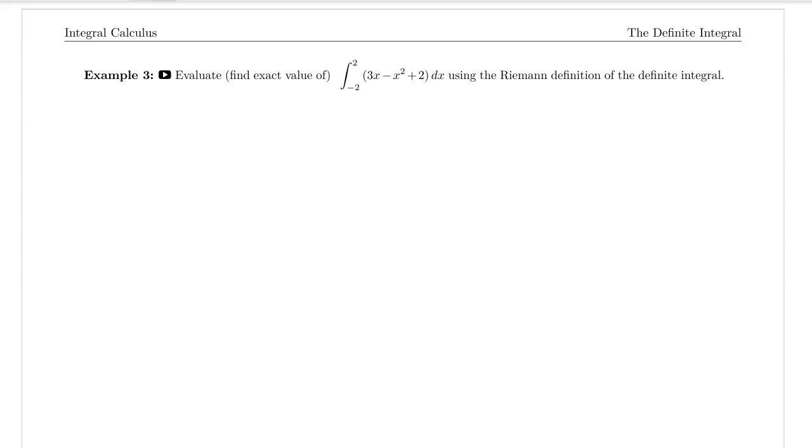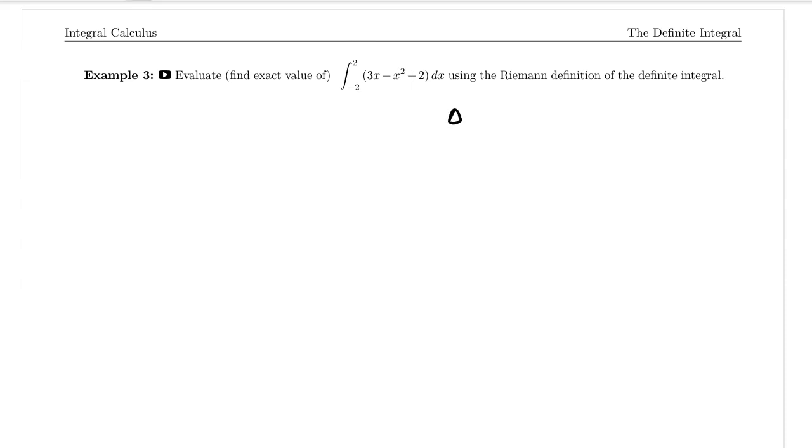Okay, so another thing that you might want to notice is this is the same definite integral that we were looking at in the previous example, except in the previous example we were approximating it using R4 and M4, but now we're going to find the exact value of this definite integral, which represents the net area between the function and the x-axis from the x value -2 to +2. So how do we do this?